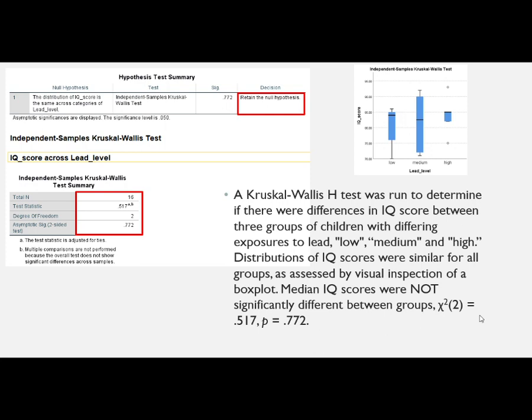Distributions of IQ scores were similar for all groups, as assessed by visual inspection of a box plot. Median IQ scores were not significantly different between groups. And now this is no longer a z-score, this is a chi-square. So we say chi-square with 2 degrees of freedom is equal to 0.517, p is equal to 0.772. And I don't have the sample size in here, I just did it like that, and that's fine.